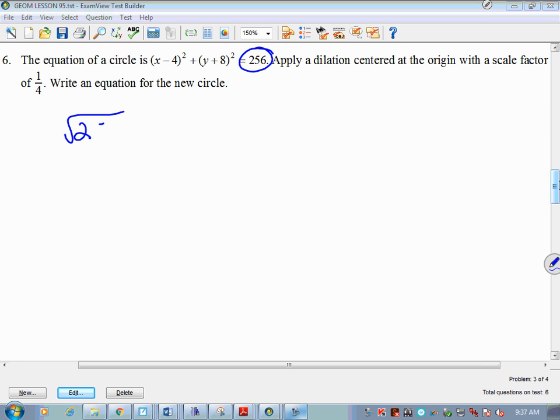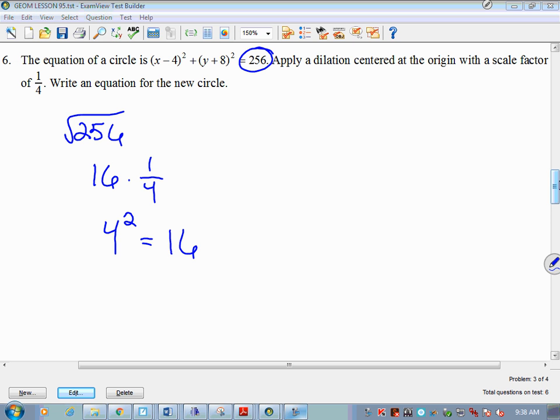Square root 256. Okay, what's the square root of 256? 16. So our radius there is 16. What am I going to do with 16? Multiply by 1/4, which is the same as dividing it by 4. What's 16 divided by 4? 4. All right, what do I want to do with 4? Square it, which is 16. So the equation is what?